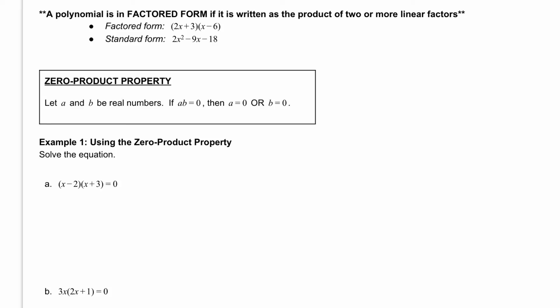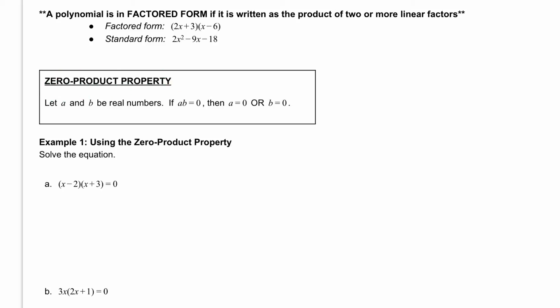Before we start example 1, let's take a look at the top. A polynomial is in factored form if it is written as the product of two or more linear factors. So here's an example of factored form versus standard form. In factored form, we are multiplying two linear factors, and in standard form, it's just all multiplied out.